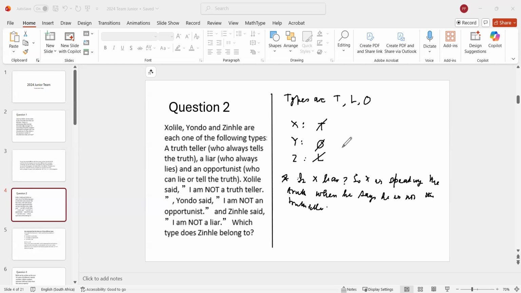Okay, so this is impossible. So therefore, X is the truth teller. Oh, wait a minute. So X is one of the other two. X is O or L. Okay. Now let's say X is O or L. So that means let's have a look at Y.